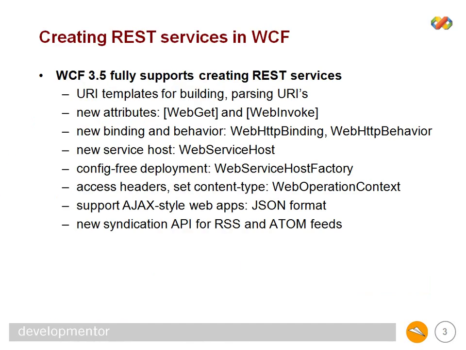In .NET 3.5, the team added many new classes to make building REST-oriented web services much simpler. We have new URI templates for expressing how our URI should be built and how those map into our operations. We have two new attributes that work in conjunction with operation contract, WebGet and WebInvoke, that allow us to express how this URI maps into our operations and how the data flows from the URI into our web services. We have new bindings and behaviors which alter how WCF determines which operation is associated with which request.